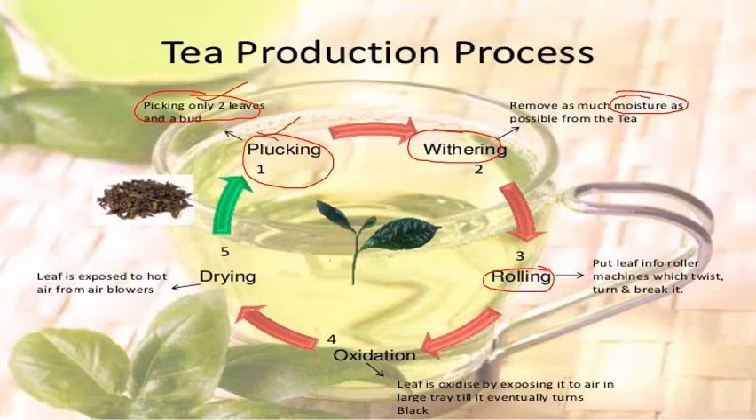Then these tea leaves are subjected to the oxidation process or fermentation process, in which the polyphenols get oxidized and they give the liquor its characteristic. It depends upon this step.